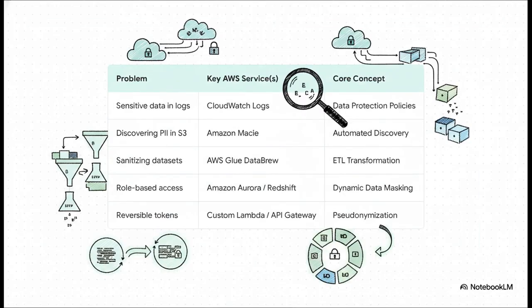So let's put this all together in a quick little cheat sheet. If the exam asks you about sensitive data in your logs, your brain should immediately go to CloudWatch Logs. Discovering PII across S3, that's Amazon Macie, hands down. Sanitizing a big data set, you're looking at AWS Glue DataBrew. And that real-time, role-based access, that's dynamic data masking in Redshift or Aurora.